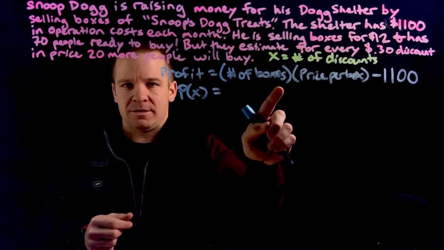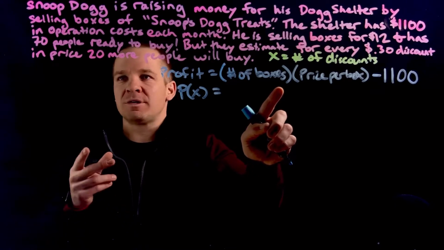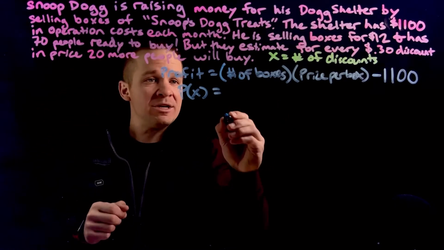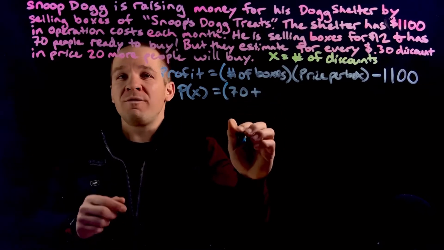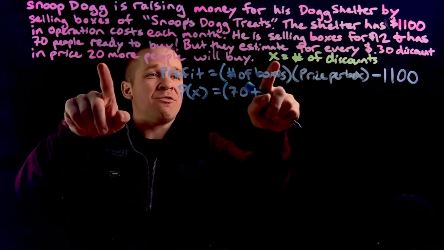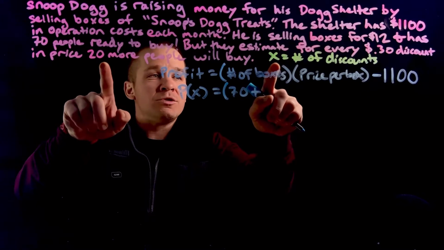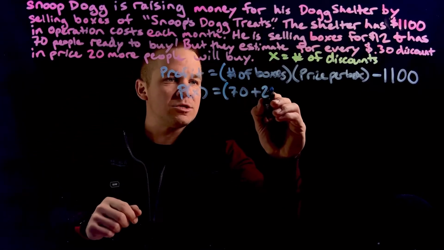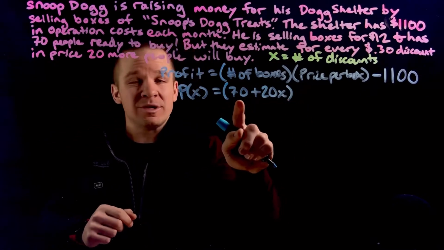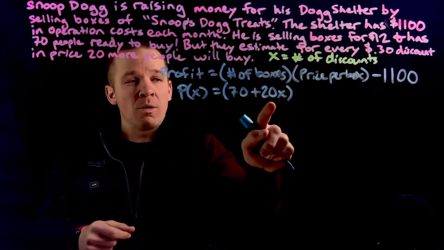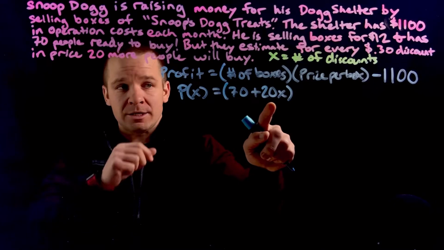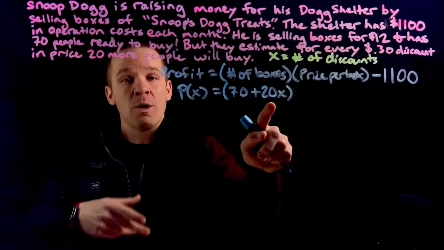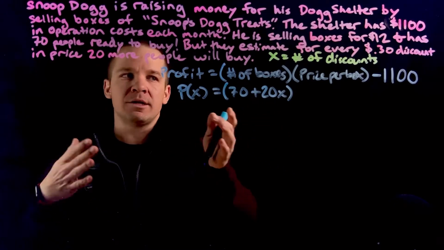So the number of boxes that we're selling is going to be 70, plus we've got 20 more people who will buy every time we discount. So 20 times the number of discounts, 20x. We start with 70, they're good to go, but we're going to get 20 more customers every single time we do a 30-cent discount. So we're going to be at 90 with one discount. We'll be at 110 with two discounts, so on and so forth.